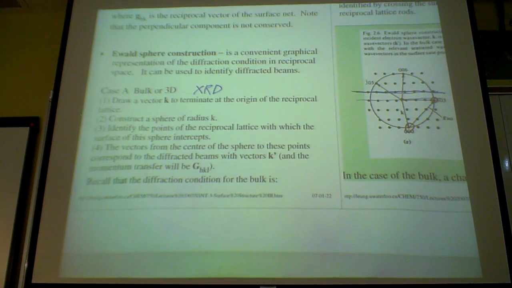Yes? There it says start at the origin, but the point there doesn't look like it's on any point of your lattice for that origin. It looks like a random location.